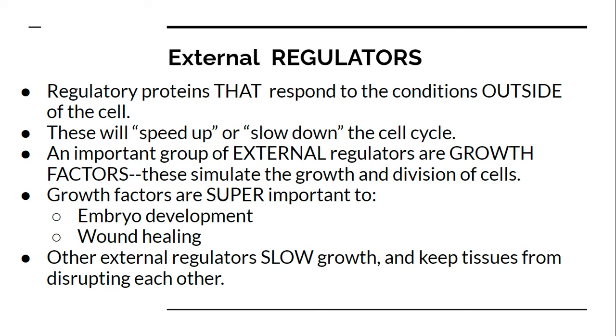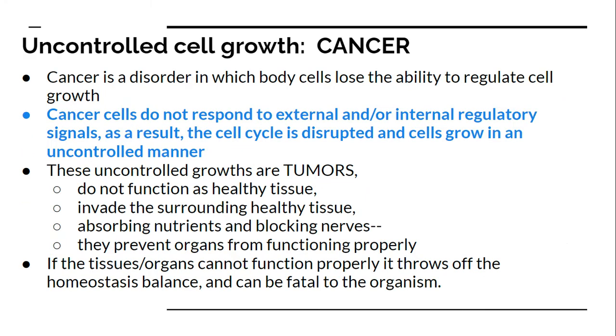There are other external regulators that will help slow down growth. And these are the ones that keep the tissues from disrupting each other. Remember, we don't want our heart growing into our lungs. We don't want the stomach growing into the spleen. We don't want our liver growing into our intestines. That would be a mess. And these external regulators can be used to slow and stop growth to keep the tissues from disrupting one another. So the question becomes, what happens if this fails?